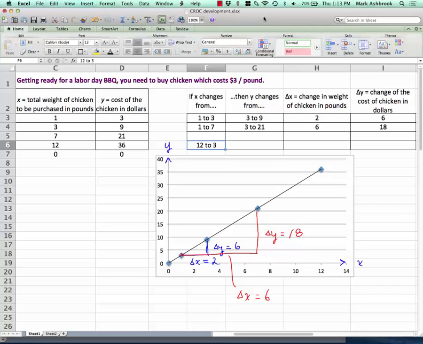Where's Danielle Smith? Danielle, over there. Okay, how'd it go? So, y changes from what to what? -36 to -9. And delta x is? -9. And delta y? What is it? -27. This is what she said. Is it okay that they're negatives? Does it make sense? Why does it make sense that delta x is -9?